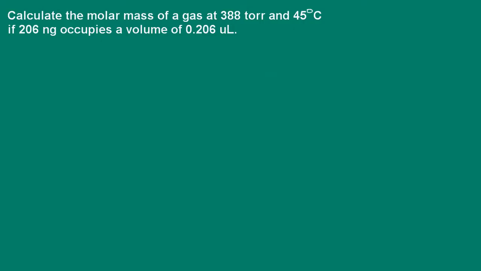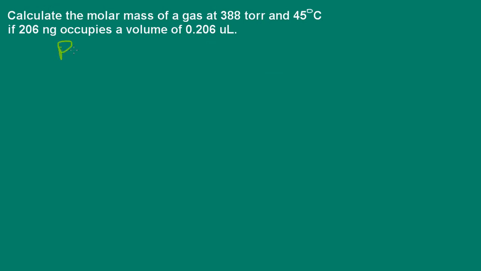This is Dr. O'Connor, and here we're asked to calculate the molar mass of a gas that is at 388 torr, 45 degrees Celsius, and 206 nanograms of this gas occupies a volume of 0.206 microliters. Well, obviously this is an ideal gas law problem.